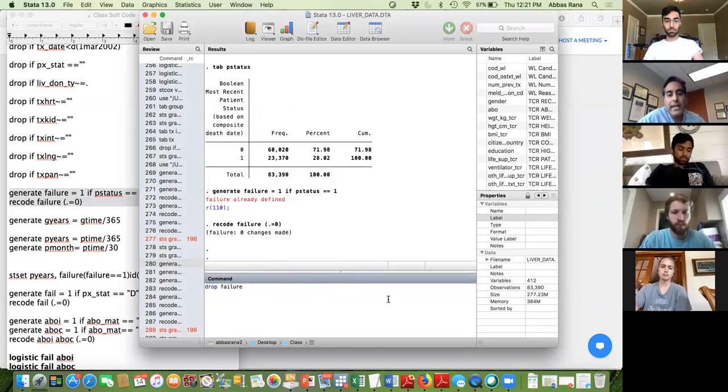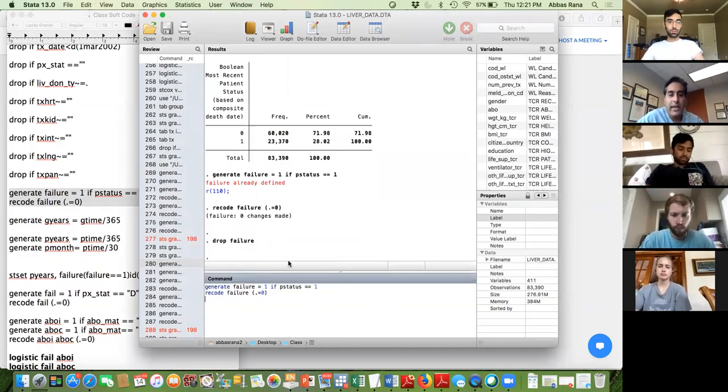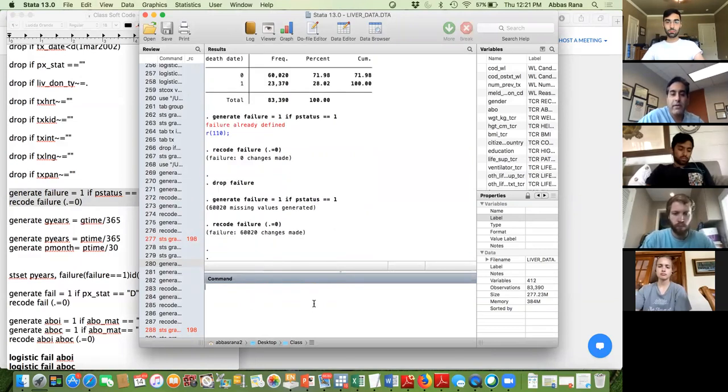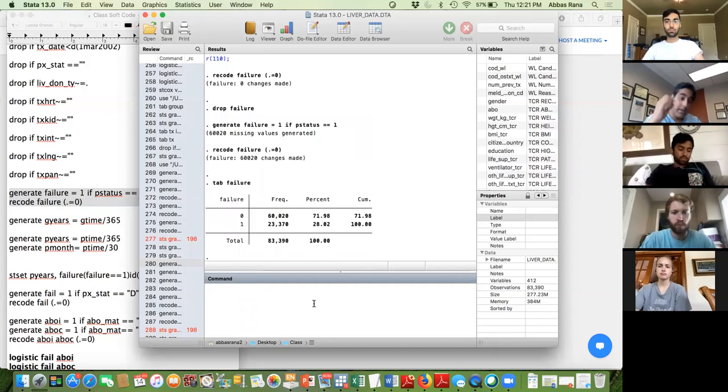Now, I already defined failure before because I ran that code to generate the Kaplan-Meier curve. So I'm going to drop failure, and then I'm going to generate failure. And then there you go. You get zeros and ones and 23,000 deaths. That is death. 1 is death, 0 is alive.